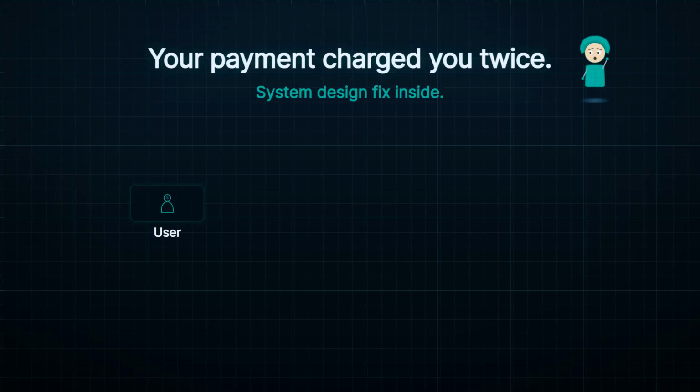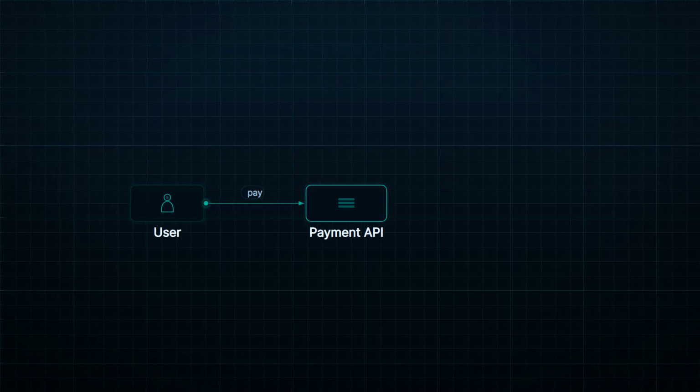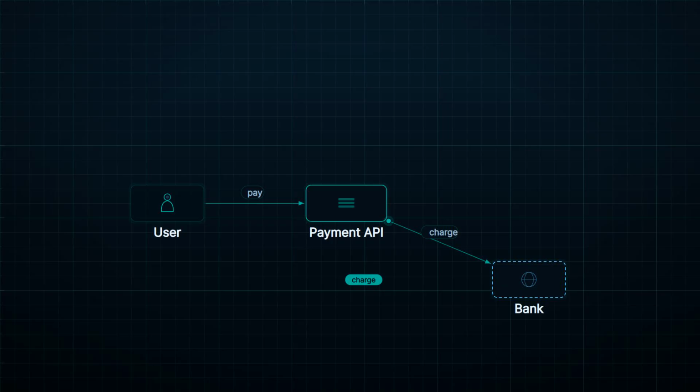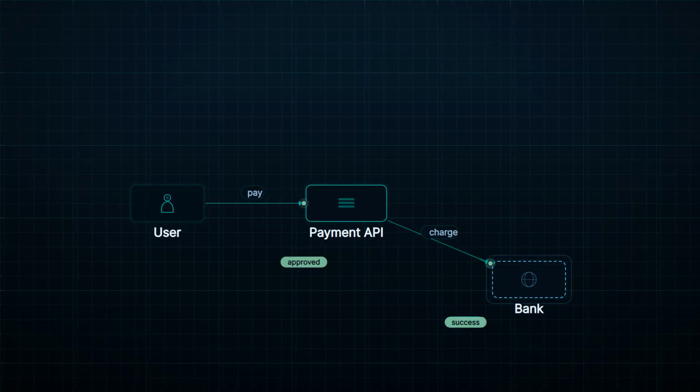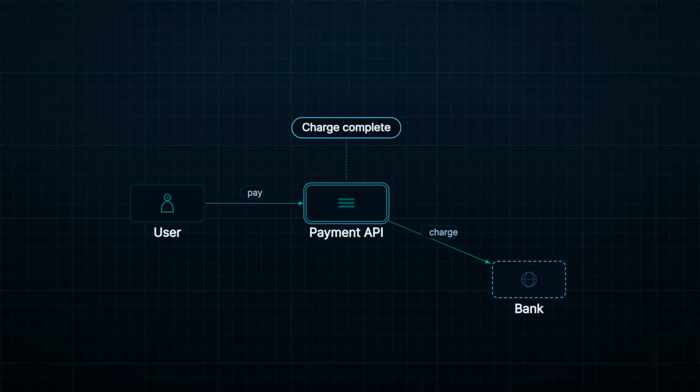Hey folks, why did that one coffee cost you twice? Most payment systems look like this. You click pay, money moves once. The user sends a payment request to the API. The API forwards the charge to the bank. The bank authorizes the payment and returns success. This simple flow works every time.